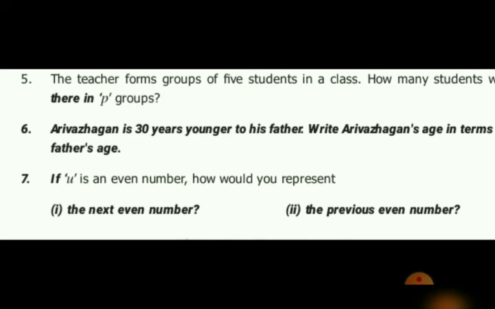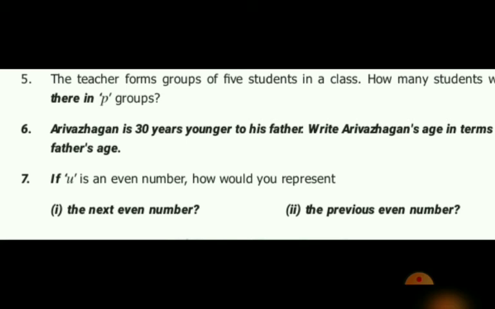Next, the sixth one. Arivalagan is 30 years younger than his father. Write Arivalagan's age in terms of his father's age. Arivalagan is 30 years younger than his father. So the father's age we can take as x. Arivalagan's age we can take as x minus 30. So what is the expression? X minus 30.